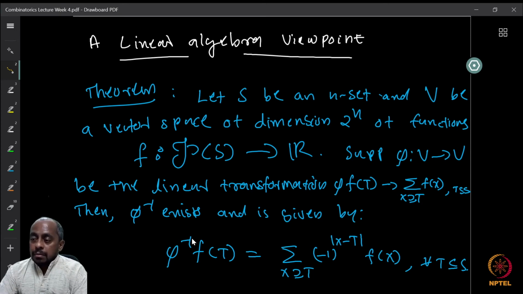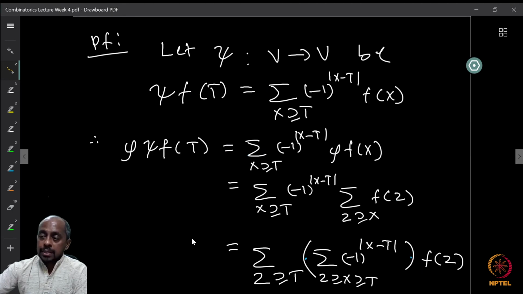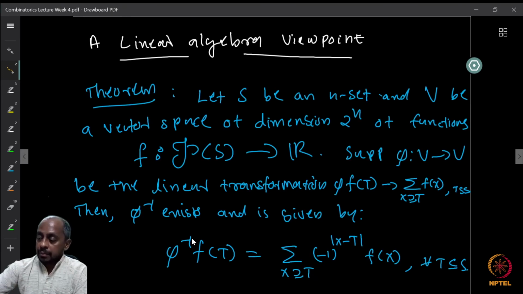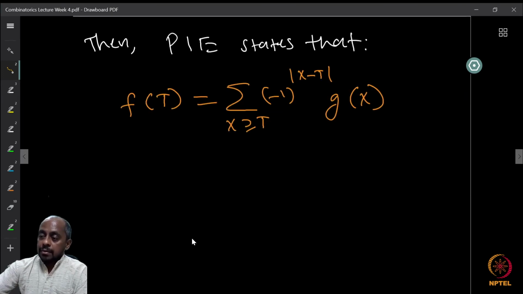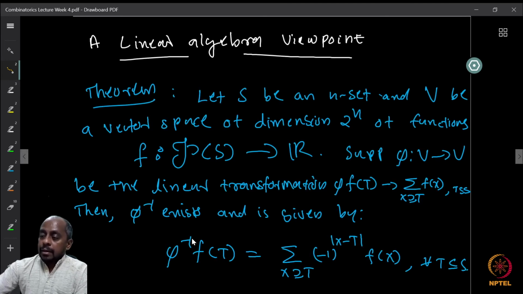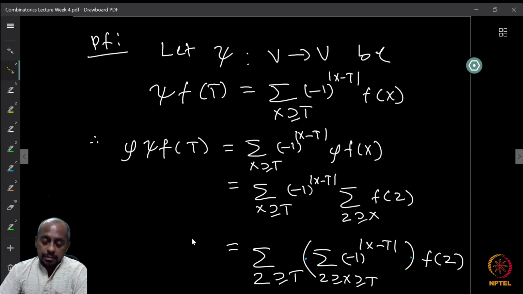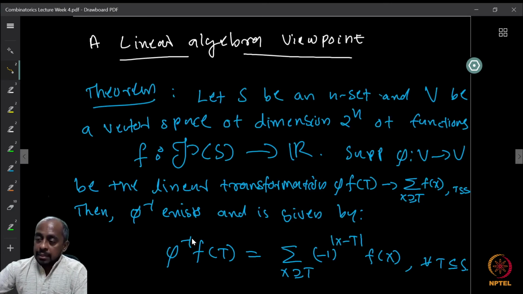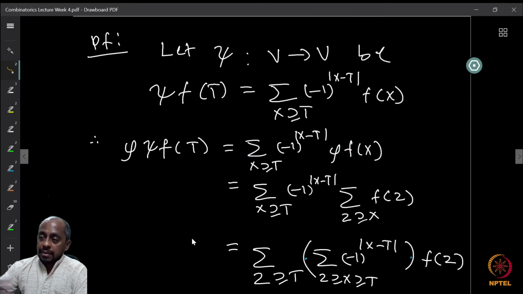This theorem is precisely what the inclusion-exclusion principle is saying. If you just compare it with the previous statement, you can see immediately why this is the same statement. And let's prove this. The proof is by assuming that if there is an inverse, this is the inverse. So let us take this as some function.